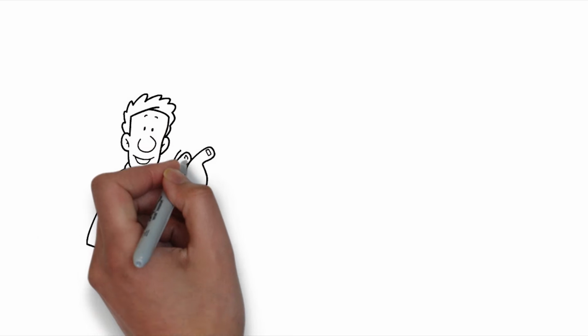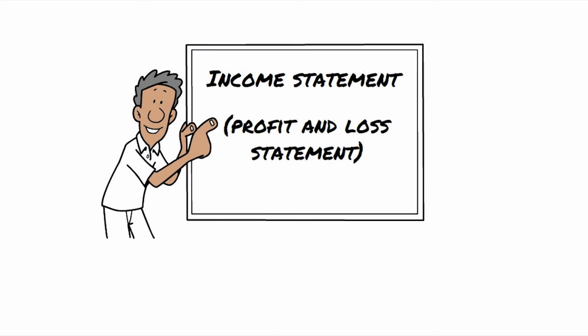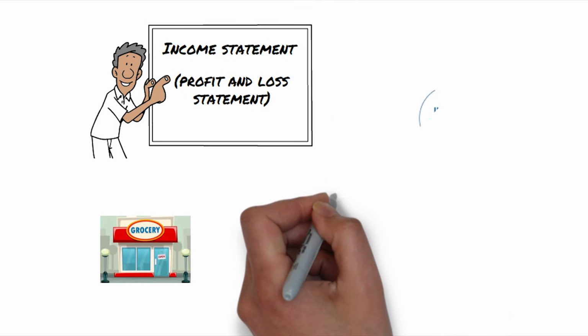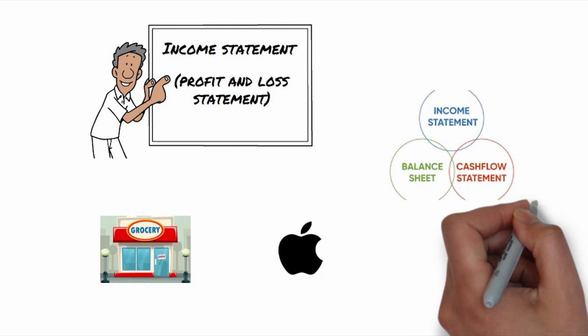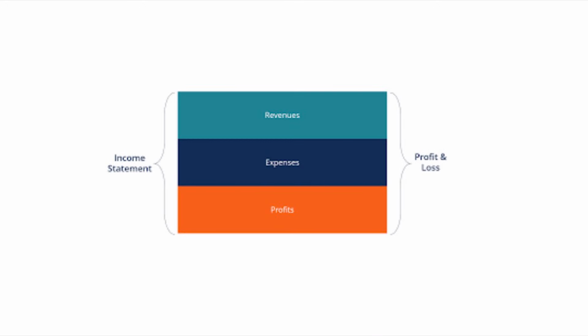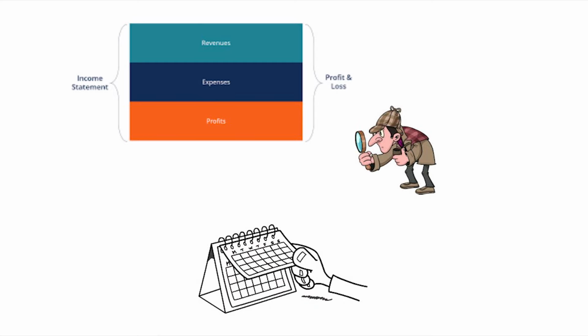Also known as a profit and loss statement or P&L, it is one of the key financial statements used by companies, be it a small business or a multinational corporation. The income statement provides a detailed look at the company's revenues, costs, and expenses over a period of time, usually a fiscal quarter or a year.